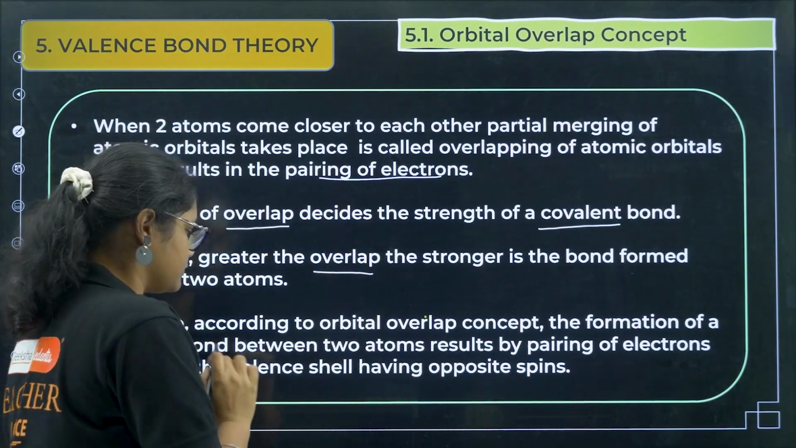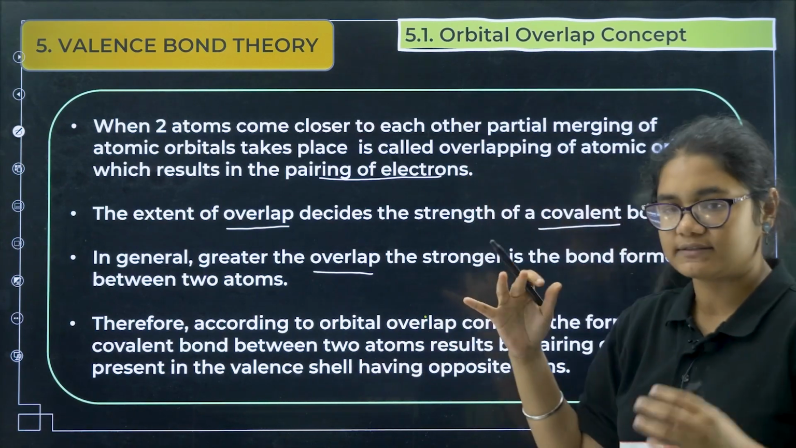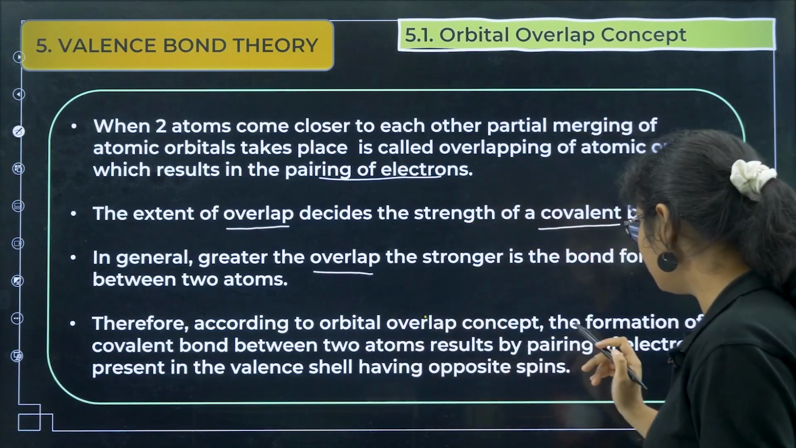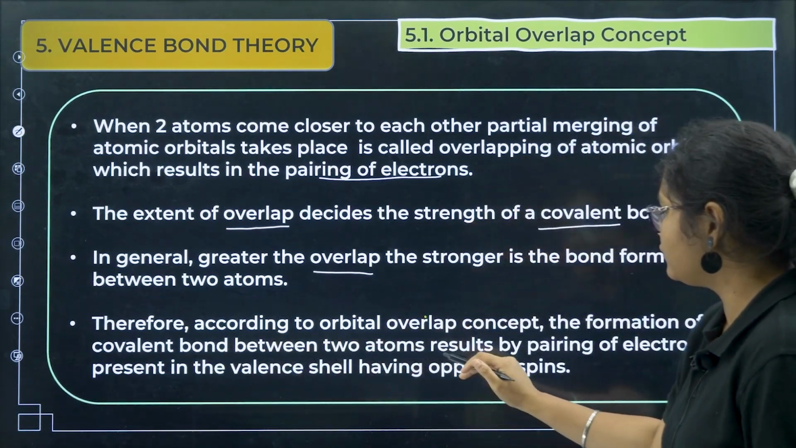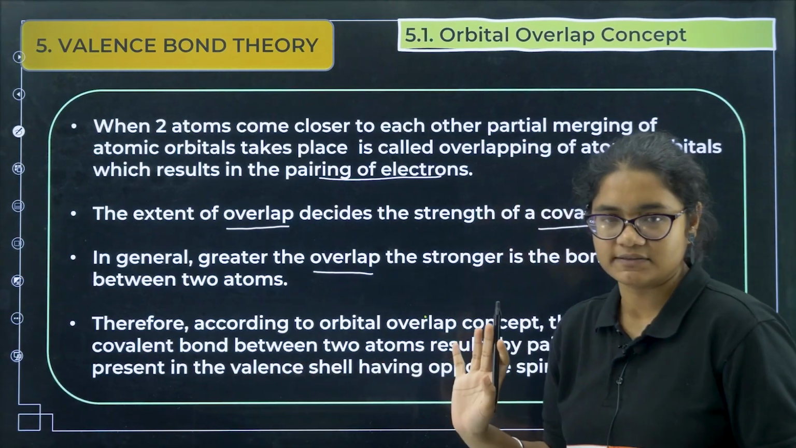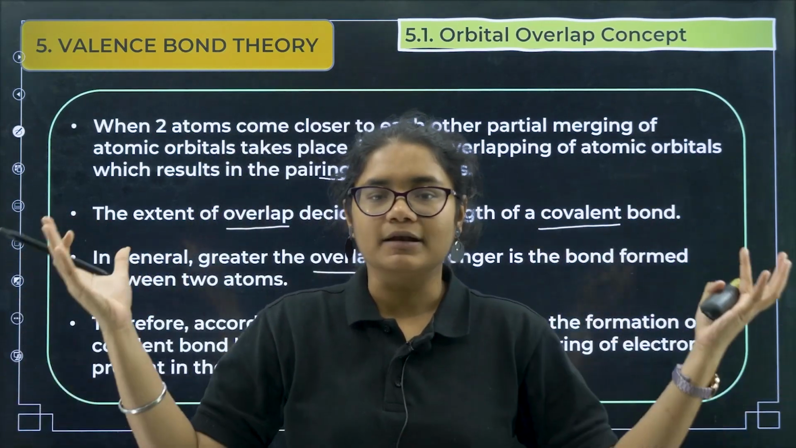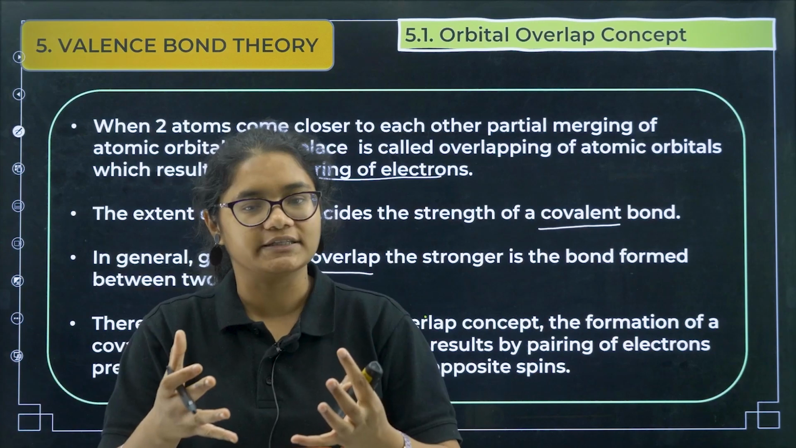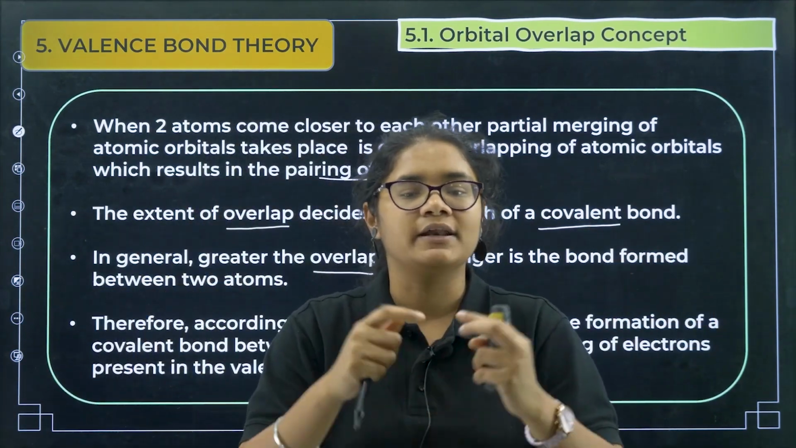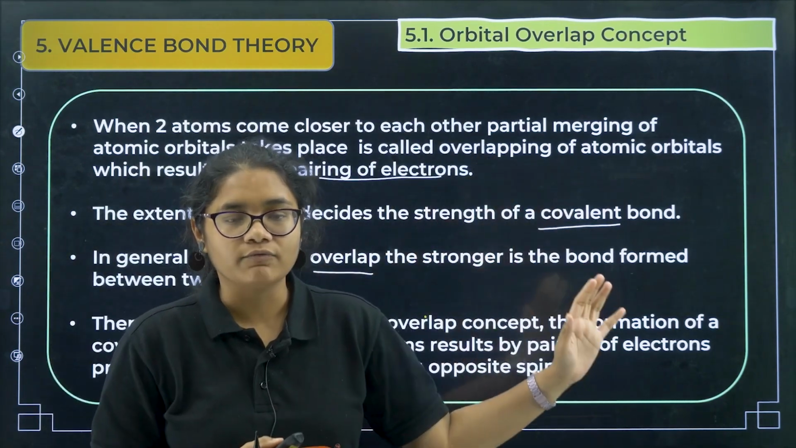Now the next important point. According to the orbital overlap concept, when 2 atoms come closer, their valence orbitals overlap with each other. Based on this concept, the formation of a covalent bond between 2 atoms results from pairing of electrons present in the valence shell having opposite spins. So the orbital overlap concept is clear. According to valence bond theory, 2 atoms which want to form a bond come closer to each other and their valence orbitals overlap with each other. The electrons of opposite spin come together and that is where a bond is formed. So this is all about the orbital overlap concept.